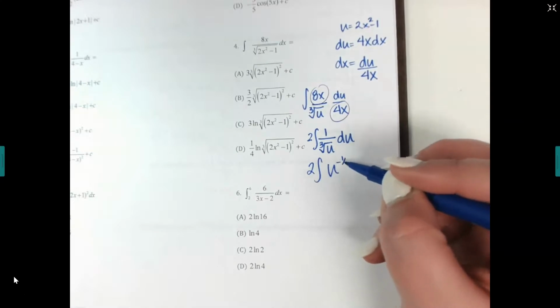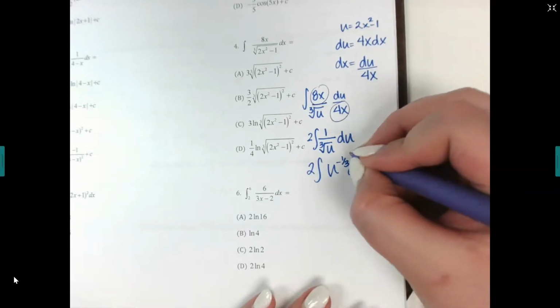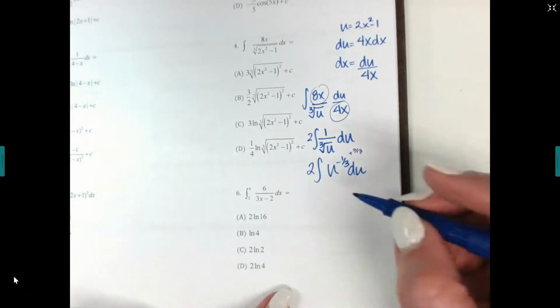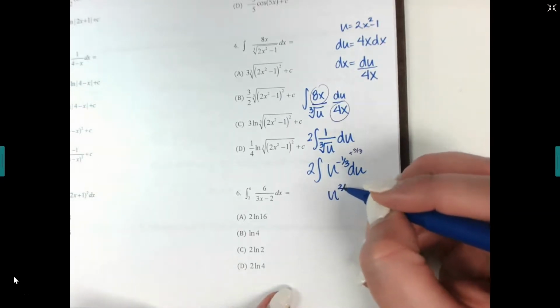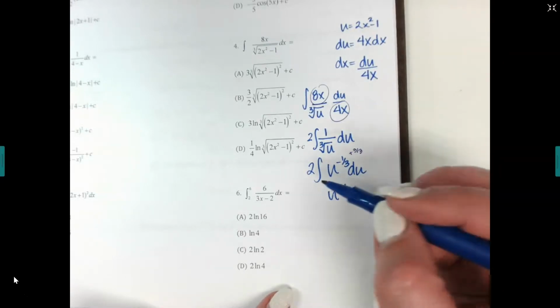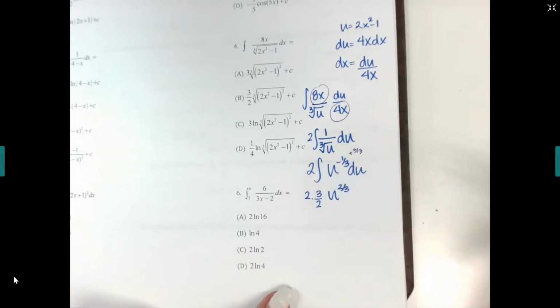U to the negative 1/3. So it's a third because of the root, and then it's negative because it's on the bottom. Okay, then add 1 to that, which is the same as adding 3/3. What is negative 1/3 plus 3/3? U to the 2/3. And then if I divide by 2/3, what am I multiplying by? 3 halves multiplied by the 2.